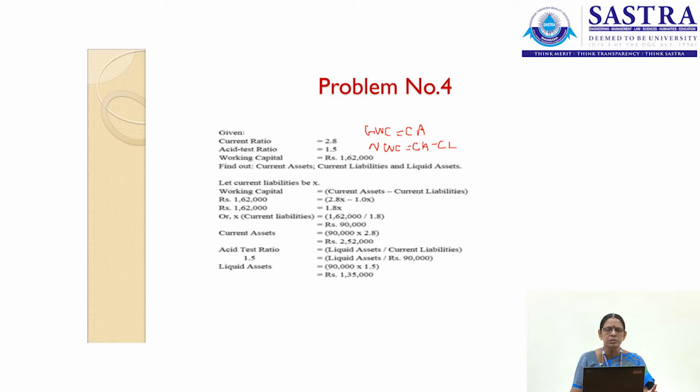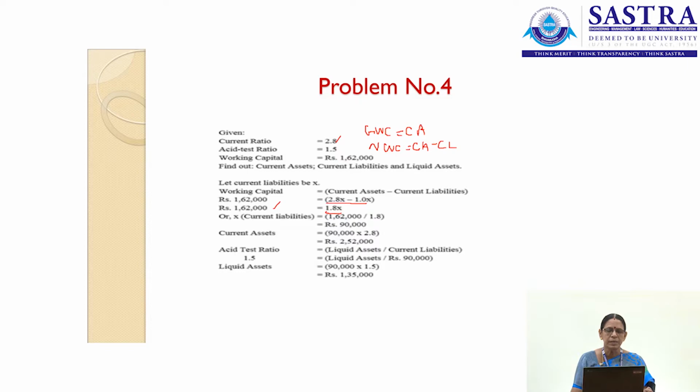So, the clue is 2.8 as current ratio. What is your current ratio? Current assets divided by current liabilities. So, we have 2.8 as current assets, now 1 as current liability. So, 2.8 minus 1 is 1.8. Now, what is this 1.8? That is your working capital, 1,62,000.